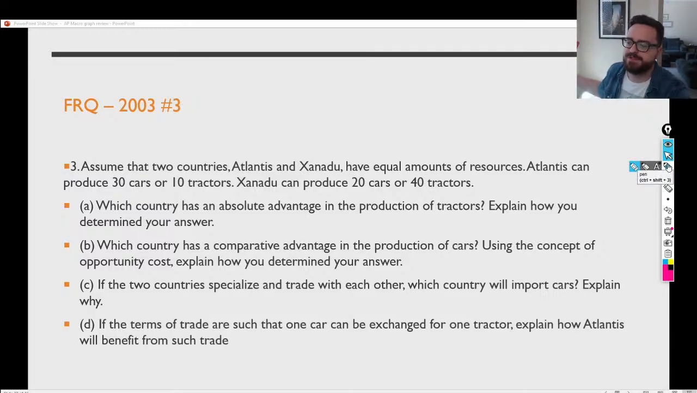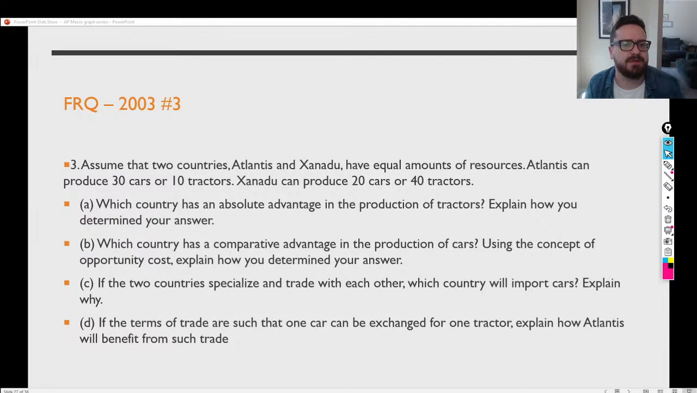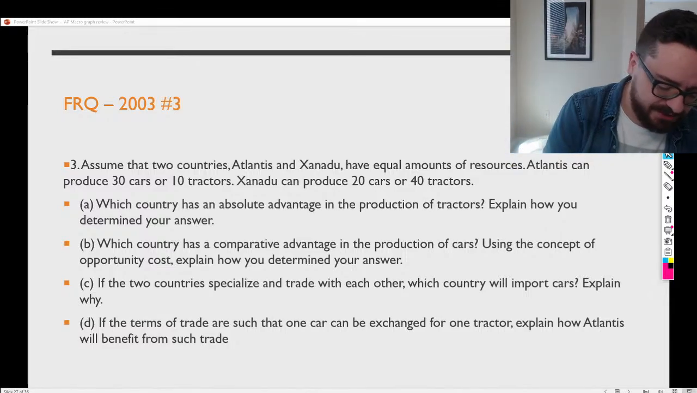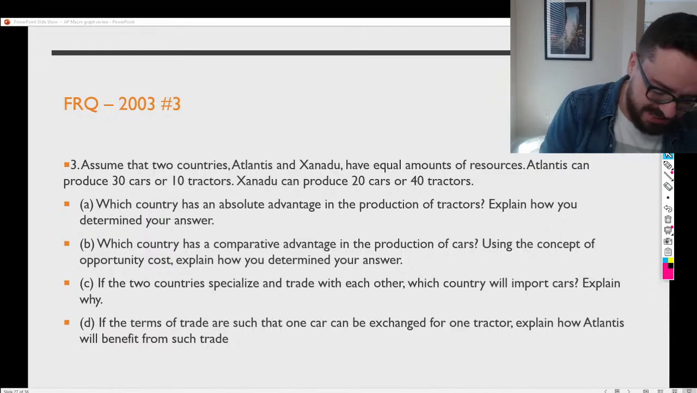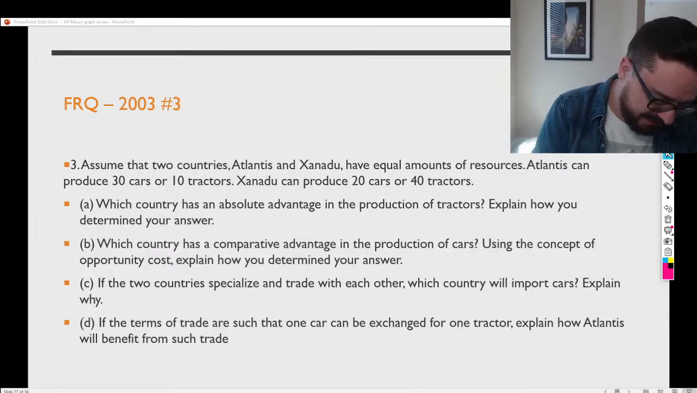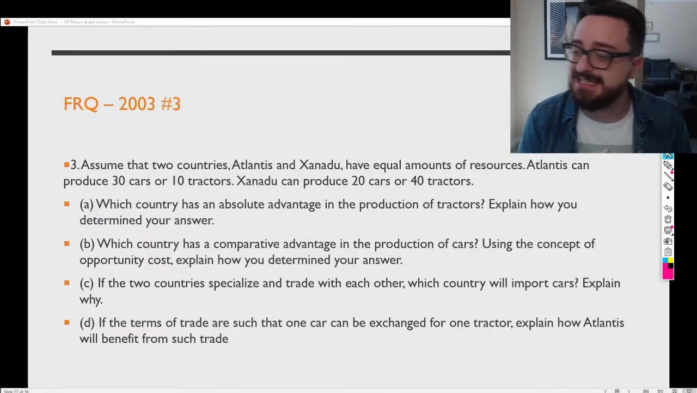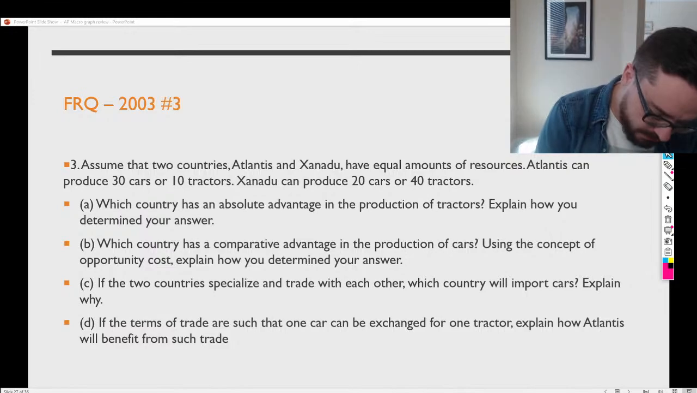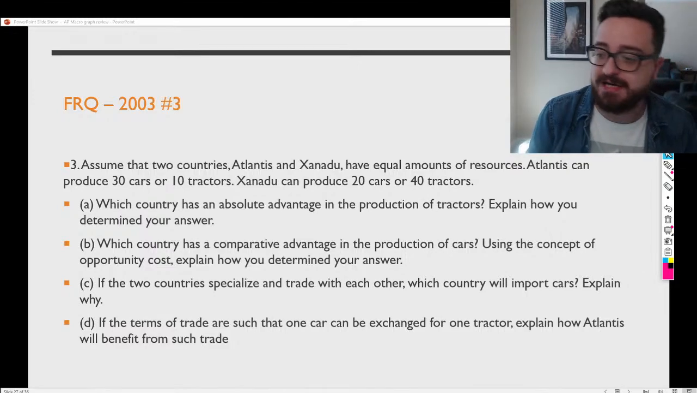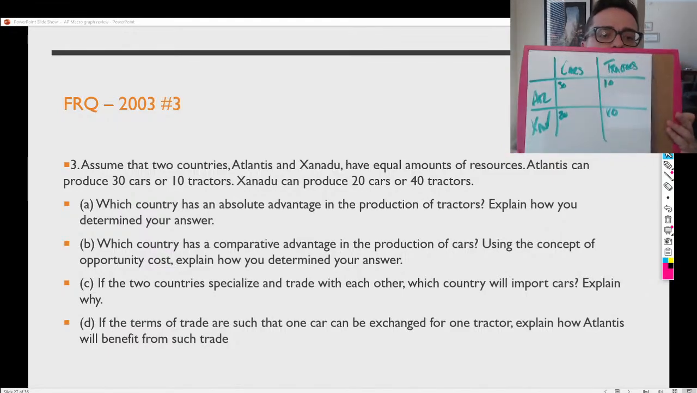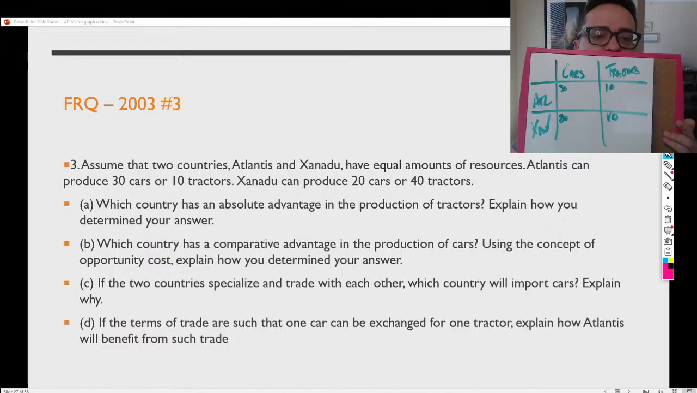I'm going to use my whiteboard for this just because I don't like doing all of this math stuff on the computer. So I'm going to make my camera a little bit bigger so you guys can see my whiteboard a little bit better. I'm going to turn this information into a table to help me out. I've got Atlantis and Xanadu. They make cars and they make tractors. Atlantis can make 30 cars or 10 tractors. Xanadu can make 20 cars or 40 tractors. So I've done this: Xanadu, Atlantis, cars, tractors. 30, 10, 20, 40.